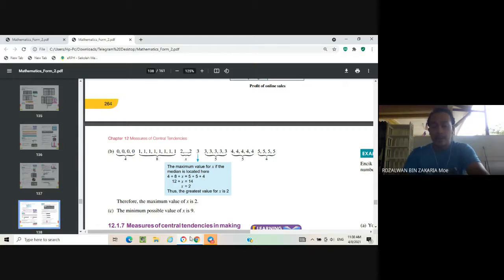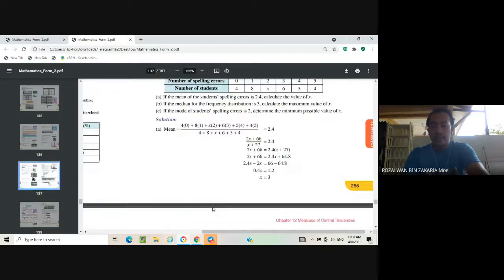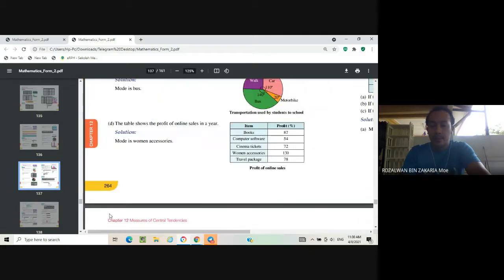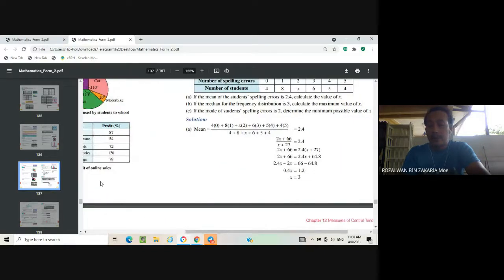Now look at question C. If the mode of the students' spelling errors is 2, determine the maximum possible value of x. So how to do this? The mode, remember what is mode? Mode is the data which has the highest frequency. As mentioned in question C, the mode of the students' spelling errors is 2.